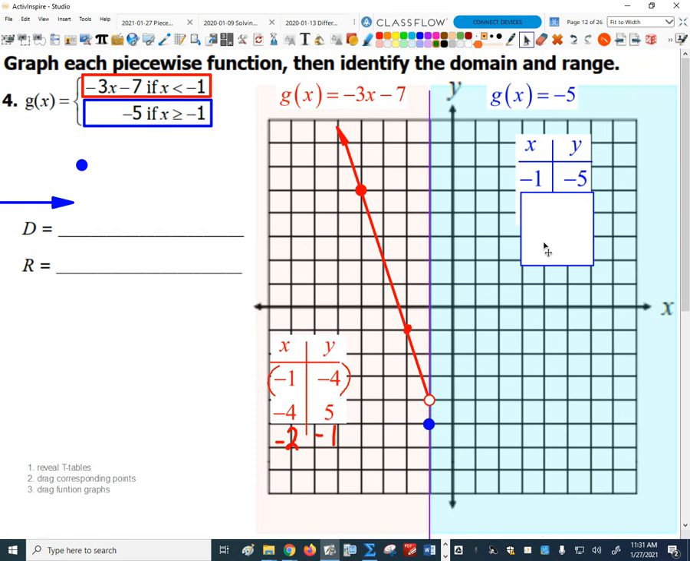And then I could pick any x value I want. It doesn't matter. The y value is always going to be -5. So maybe I pick one where I go over 4 and down 5. It doesn't matter, right? Now I'm going to connect and extend to the right to create my blue ray, and I'm done. Okay, 1 to 5. Okay, good. All right, let's try another example.